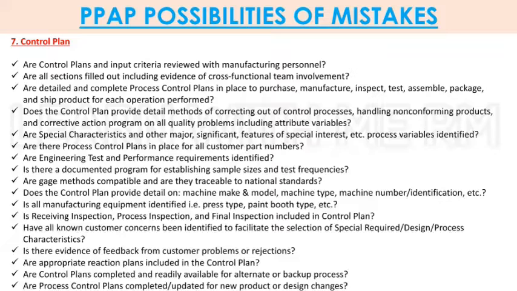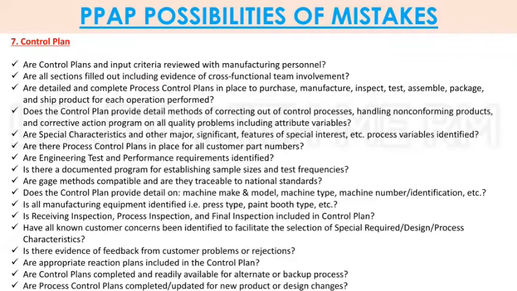Are gauge methods compatible and are they traceable to national standards? Does the control plan provide detail on machine make and model, machine type, machine number, identification, etc.? Is all manufacturing equipment identified, i.e. press type, paint booth type, etc.? Is receiving inspection, process inspection, and final inspection included in control plan?